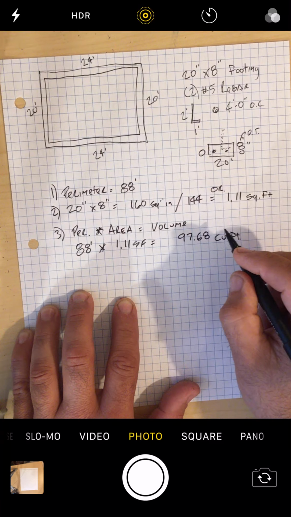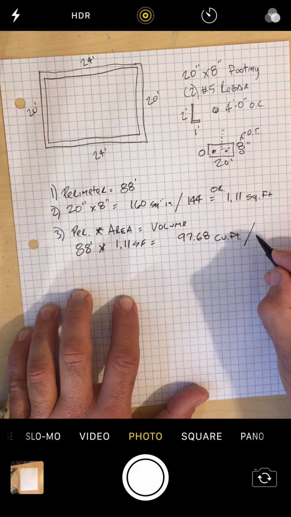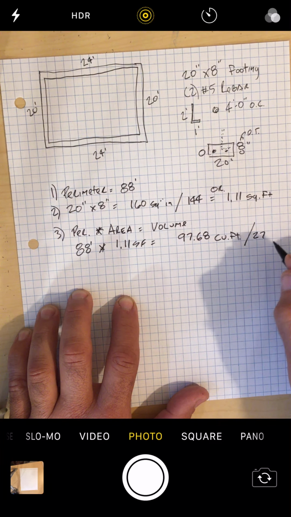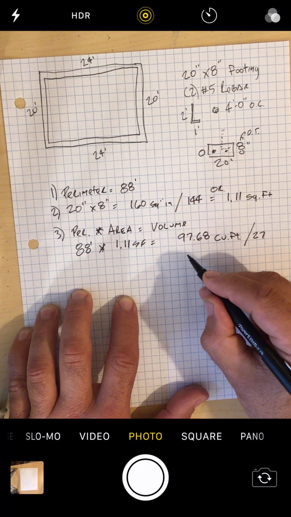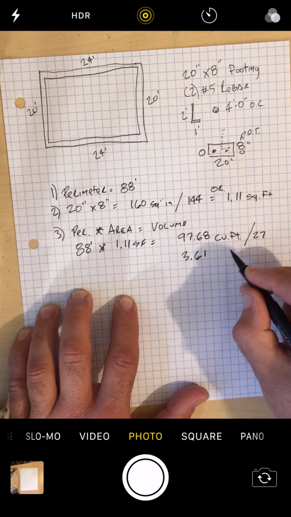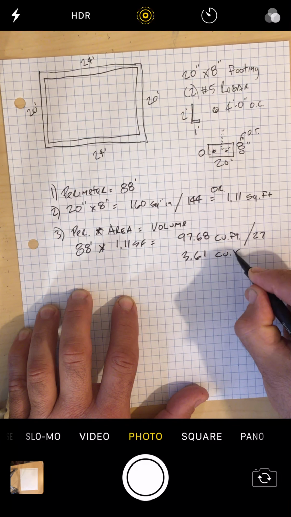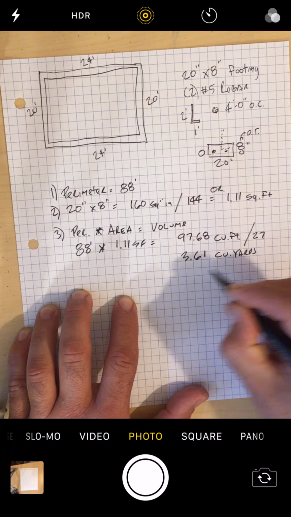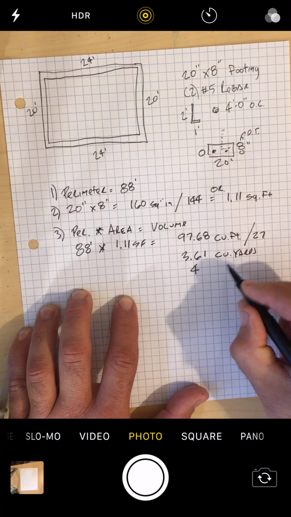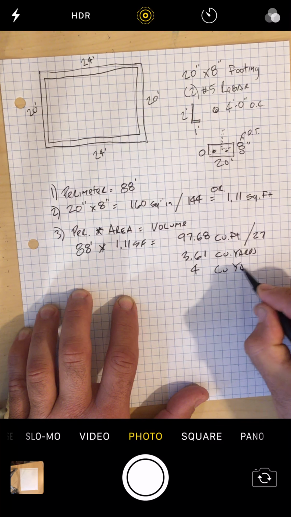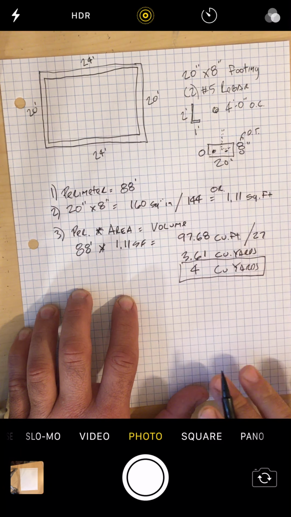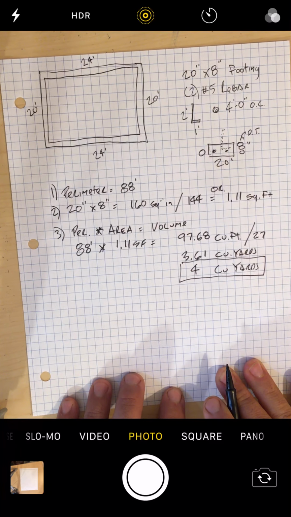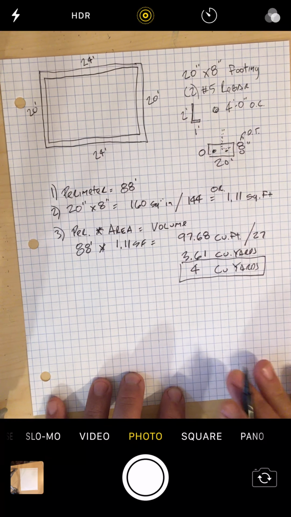And remember, we want to figure out yards. So we're going to divide that by 27. And that is going to equal 3.61 cubic yards. And in this case, we round up to 4. That's our answer for our concrete.